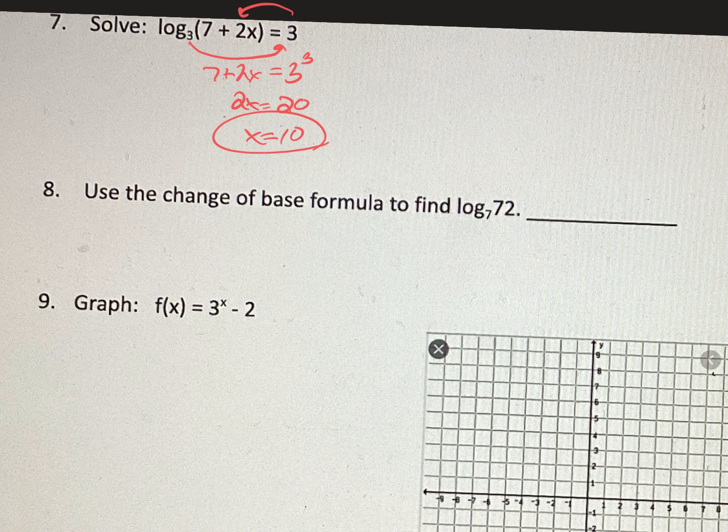Number 8, use the change of base formula. And you got 2 options here. Change of base formula says you could do log 72 divided by log 7. You could also do natural log 72 divided by natural log 7.